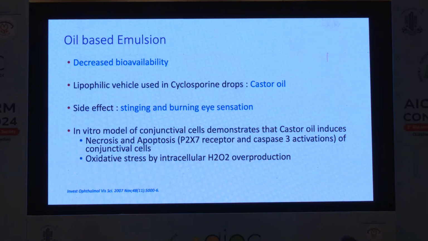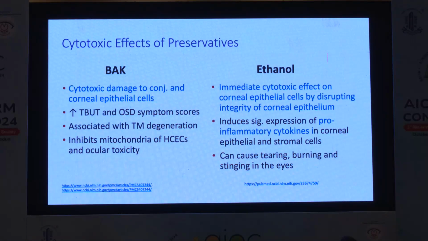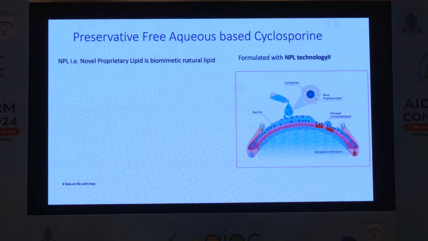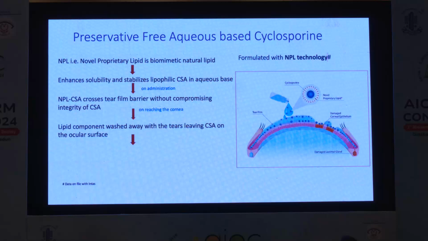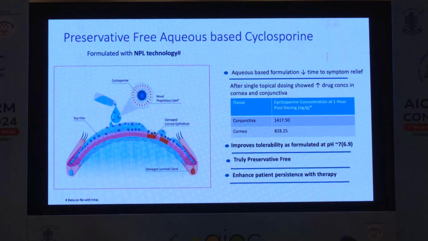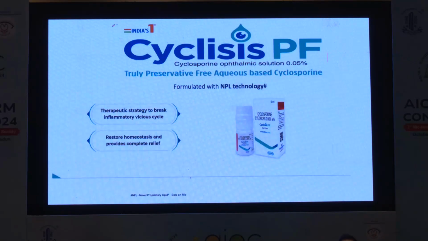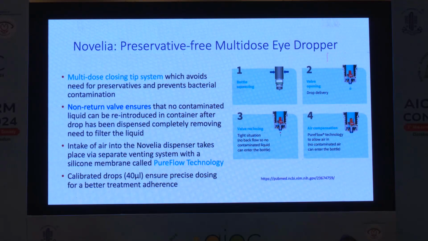Oil-based emulsions will have decreased bioavailability and may cause more stinging. Benzalkonium and ethanol have their own cytotoxic effect, especially on the conjunctiva and the corneal epithelial cells, and so will disrupt the epithelium. And this mechanism, I think, very nicely has been highlighted in the video, so I will not talk about it, except for the fact that it comes in a different kind of bottle, which is a preservative-free multi-dose eyedropper, which avoids the need for preservatives and prevents bacterial contamination.